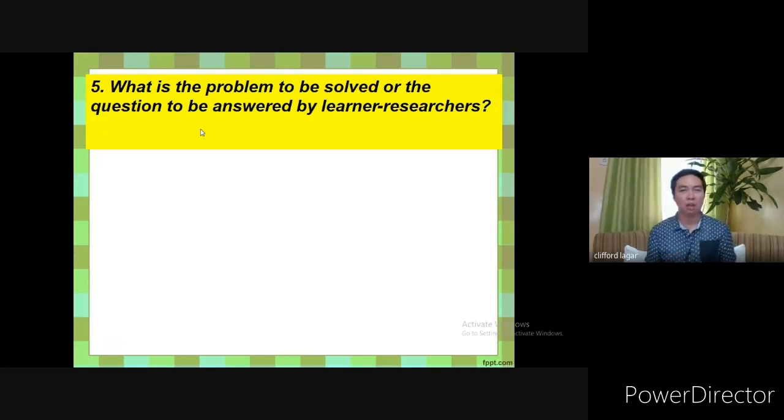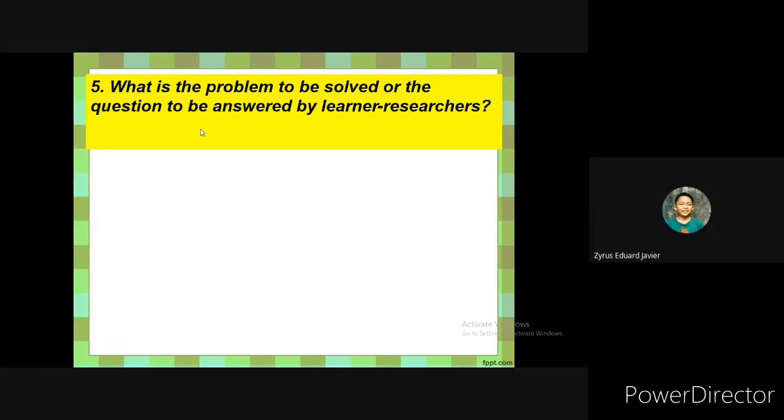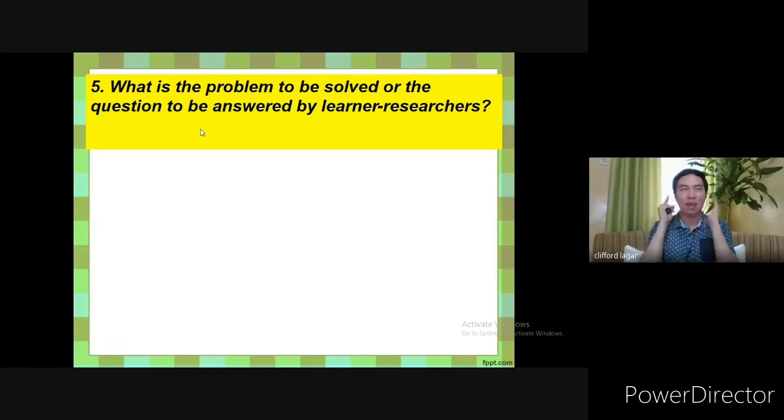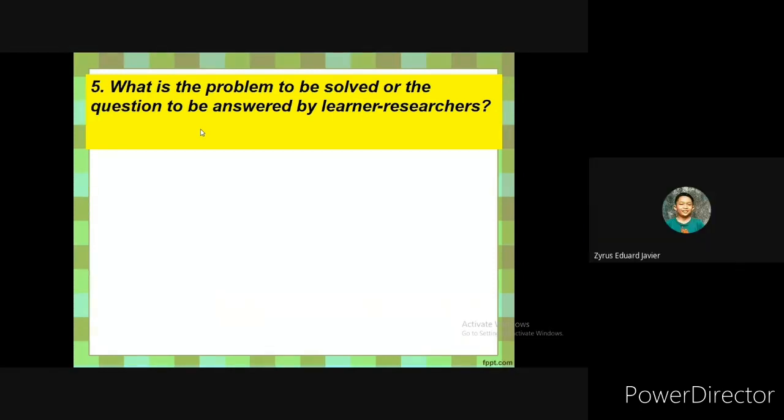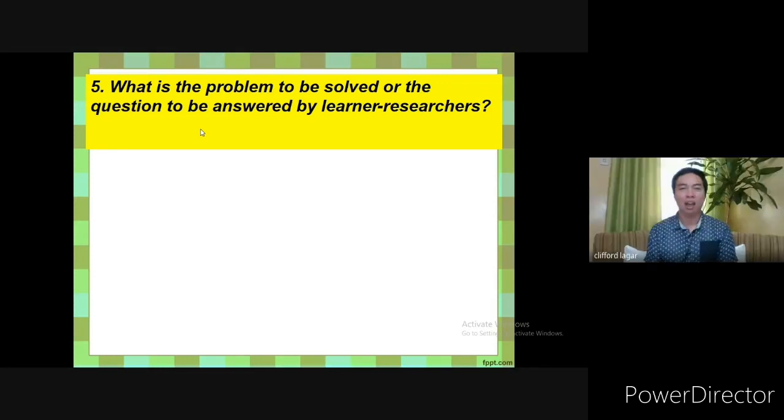Okay, now number five. What is the problem to be solved or the question to be answered by these learner researchers? Okay, Cyrus, go ahead. The question to be answered by learner researchers is what kind of reading materials would grade 4 to grade 6 learners prefer to read during 3 o'clock habit? Okay, so they would like to find out what is the best choice for reading materials for the learners from grade 4 to grade 6.